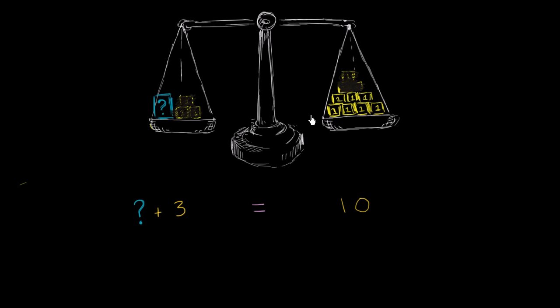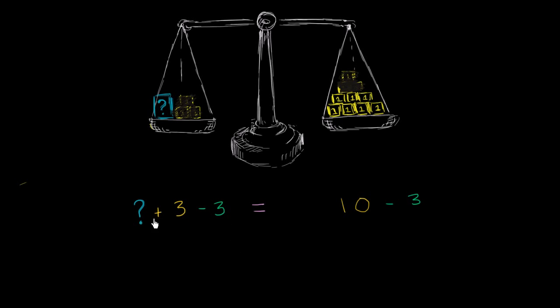So mathematically, we'll do the exact same thing over here. We will remove 3, not from one side. If we remove 3 from one side, then it wouldn't be equal anymore. We need to remove 3 from both sides. So we need to remove 3. We need to subtract 3 from both sides of this equation in order to keep the scale balanced.